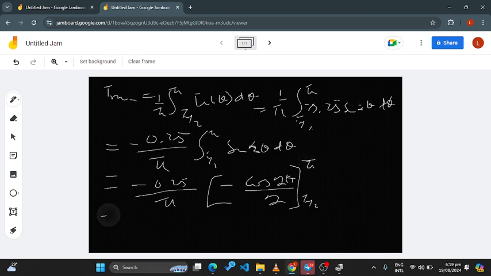If you put the limit into it, you have minus 0.25 divided by pi. Then if you bring these 2 over here, you get 2 pi here, then this place gives you minus cos 2 pi, minus cos pi. I could have just swapped the limit and ignored the negative, but let's go through it. So this will give me a minus cos pi.